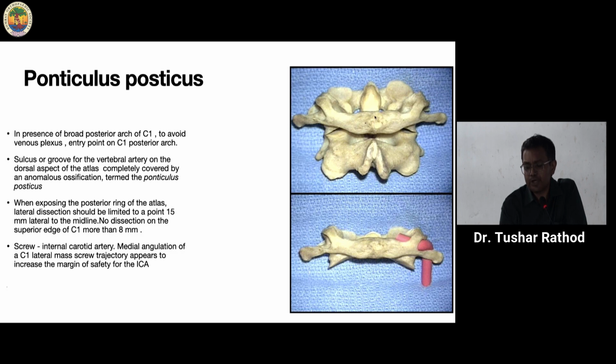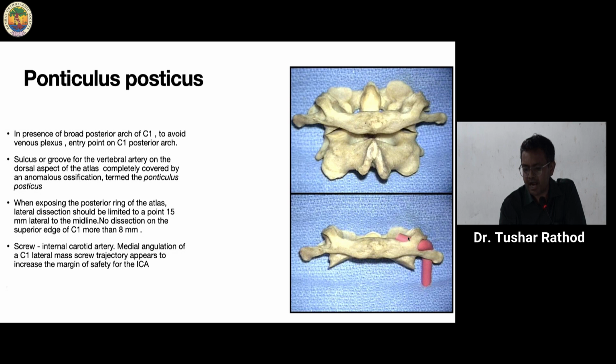It's very important to restrict your dissection on the superior arch of the C1 for almost 7 to 8 millimeter. Don't go beyond that, because the vertebral artery will be lying on the C1 superior edge, and in general you should not exceed more than 15 millimeter, because beyond that, at the facet joint, there will be a vertebral artery which is lying down. There's a peculiar abnormality which is called a ponticulus posticus.